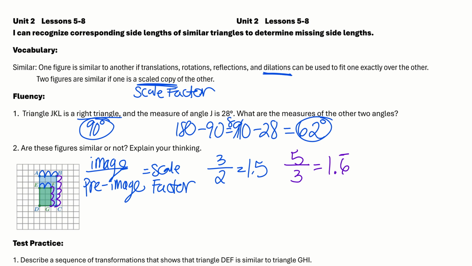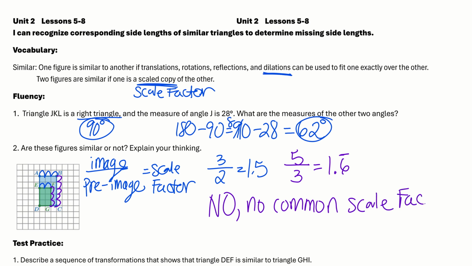So those are not the same. And that's where that scale factor comes in. We can divide these, right? Remember, this symbol right here means division. So I just divided them, and you can see that they are not the same. So are they similar? We would say no, because they do not have a common scale factor. So we would put that, right? No common scale factor.